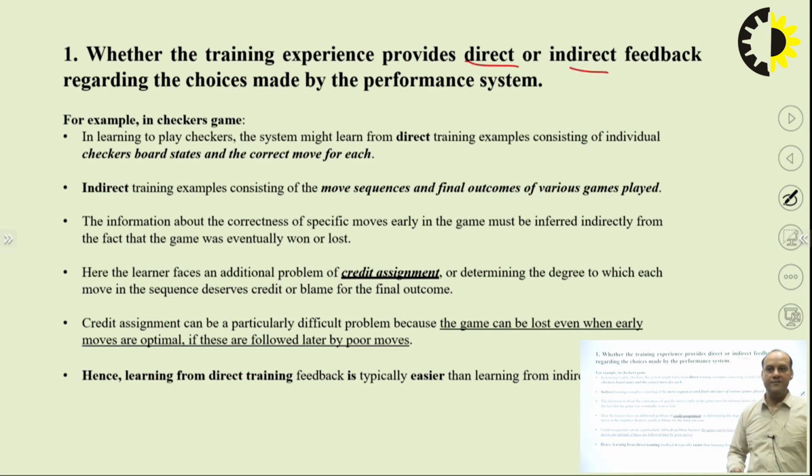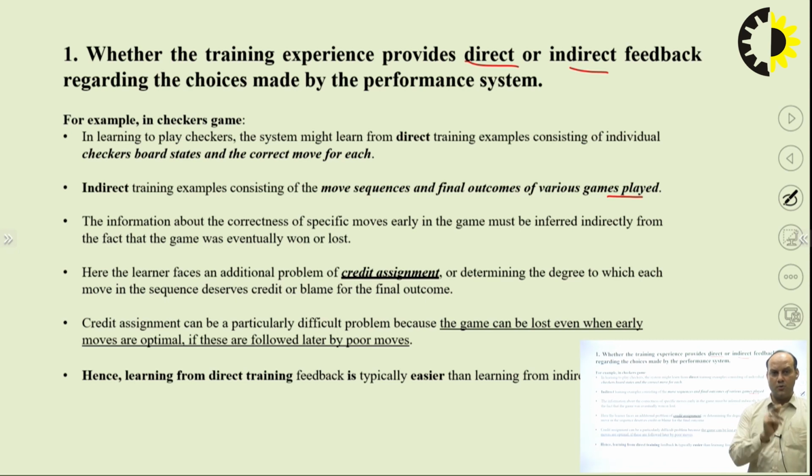As I said, I am taking the example of the checkers problem. So in this checkers problem, how will the system learn? The system might learn from direct training examples. Direct means in the presence of a teacher, which will consist of individual checkers board states. What are the board states? What are the correct moves? And indirect means I do not know what the moves are. So indirect moves will be selected on the basis of the outcome of the various games played. Indirect means I do not know which move I have to make now, right?